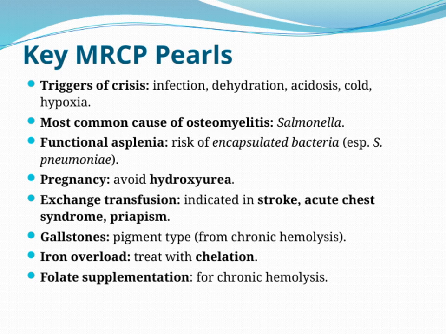In cases of stroke, acute chest syndrome, or priapism, exchange transfusion is indicated. This therapy helps to reduce the proportion of sickled cells and alleviate the severity of these complications. Gallstones, particularly pigment stones, often develop due to chronic hemolysis. The excess bilirubin from breakdown of red cells predisposes to stone formation.